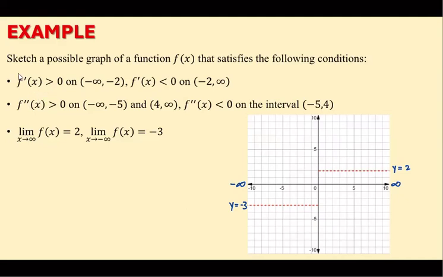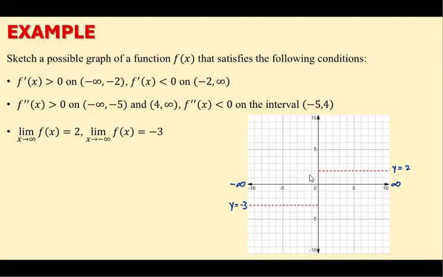Now let's use the derivative. If we look at the first derivative here, the first derivative is positive from negative infinity up to -2. So from negative infinity up to -2, the function is increasing. And then from -2 up to infinity, the first derivative is negative, meaning the function is decreasing.